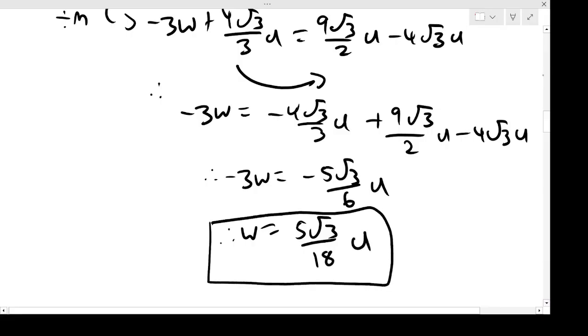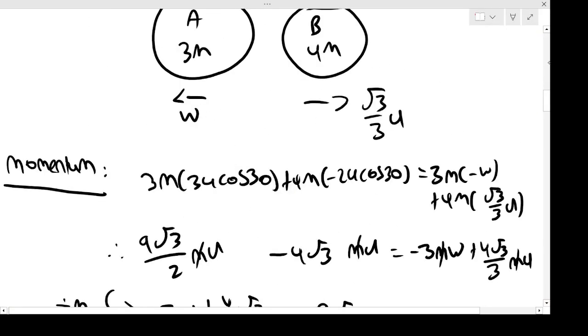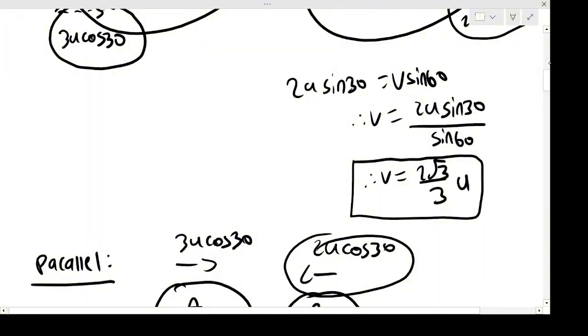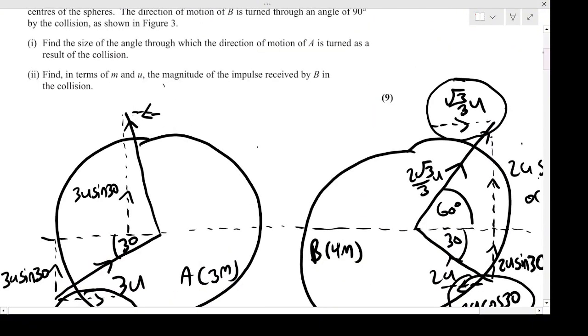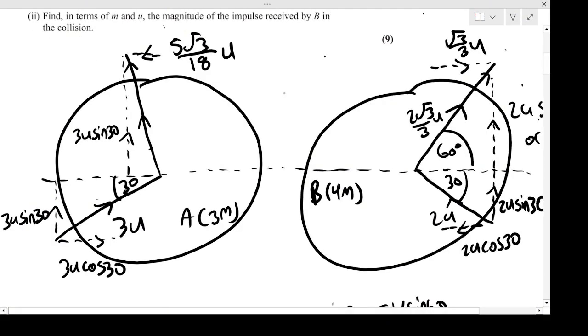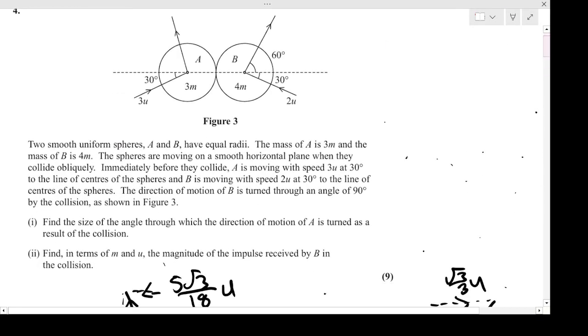Now, I don't need to do restitution because that's the only unknown here, okay, w. So that's really it. So I can add w onto my diagram. So it's going to be 5 root 3 over 18 lots of u there. Okay, so hopefully happy with that then. Now, where do I go from here? What do I need to do?